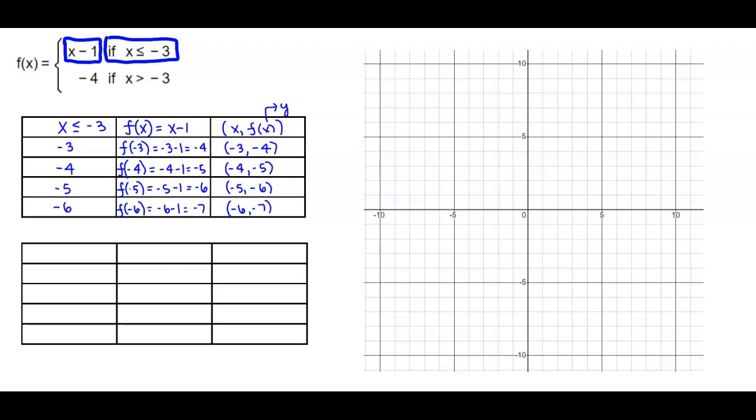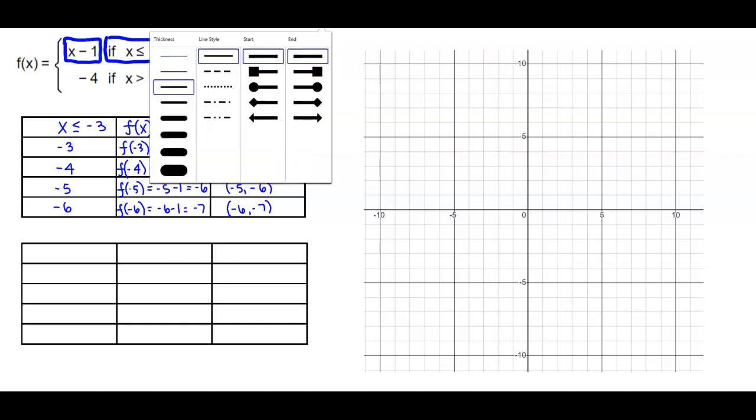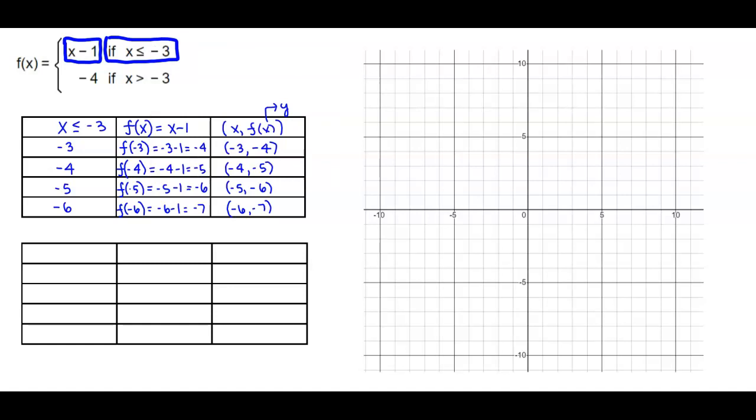Now we want to plot these ordered pairs on our graph over here to the right. We move to the left 3 units and down 4, so there is our first point, negative 3, negative 4. The next one is negative 4 and negative 5, then negative 5 and negative 6, and then negative 6 and negative 7.